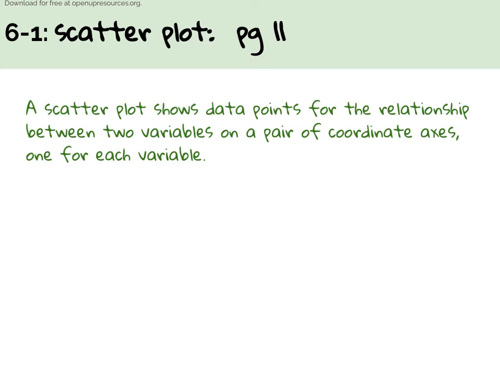Mathematically, the definition is: a scatter plot shows a data point for the relationship between two variables on a pair of coordinate axes, one for each variable. That's my mathematical terminology for scatter plot. You can use that one or you can use your own, but make sure you understand what that definition actually means and write down that definition on page 11.